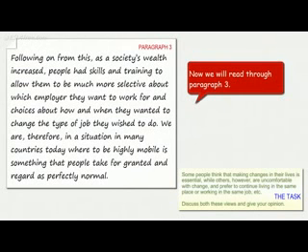Now we'll read through paragraph 3. Following on from this, as society's wealth increased, people had skills and training to allow them to be much more selective about which employer they wanted to work for, and choices about how and when they wanted to change the type of job they wished to do. We are therefore in a situation in many countries today where to be highly mobile is something that people take for granted and regard as perfectly normal.